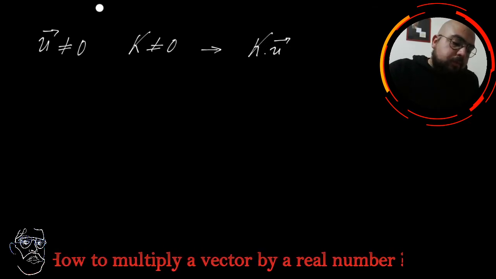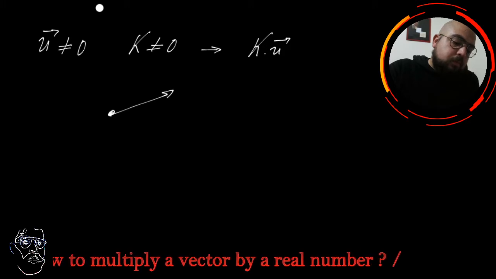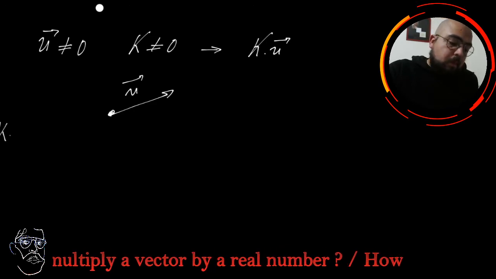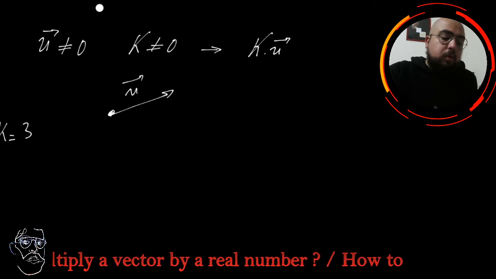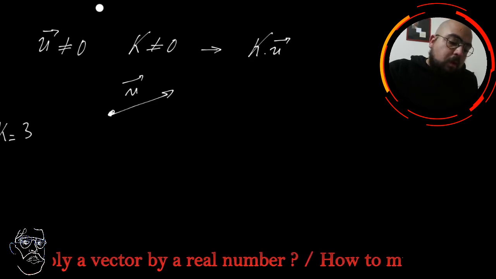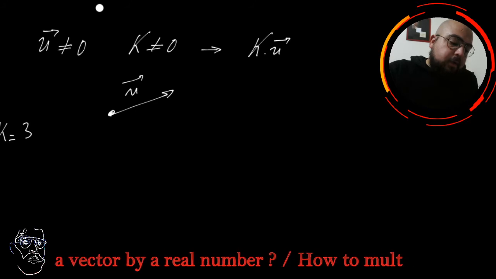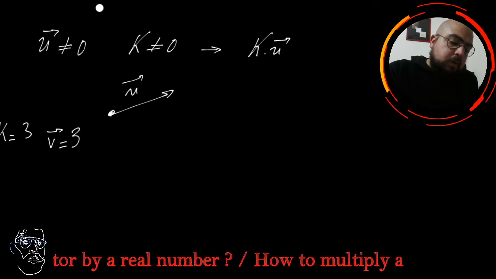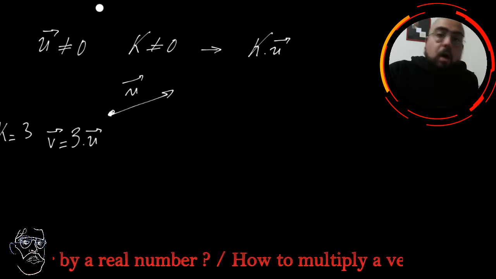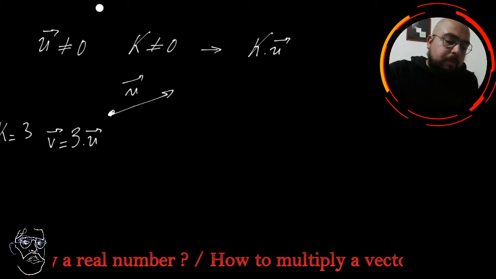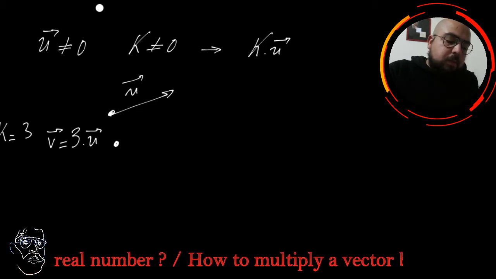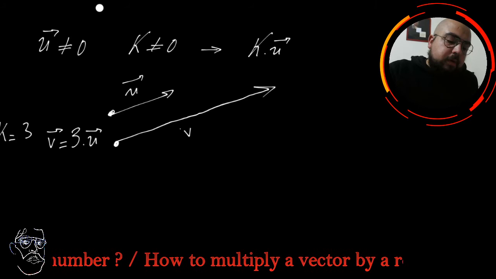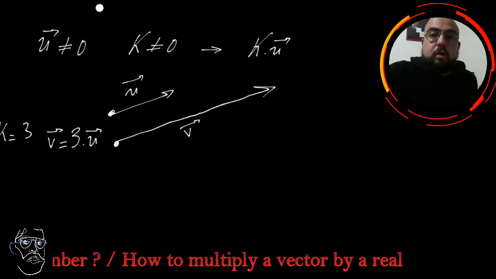This is our vector u. Let's say k was equal to 3. What happens if k is equal to 3? We will obtain a new vector v, which is equal to 3 times the vector u. How do I represent it? Very simple. The same thing as u, but 3 times its magnitude. So this will be your vector v. v is 3 times u.